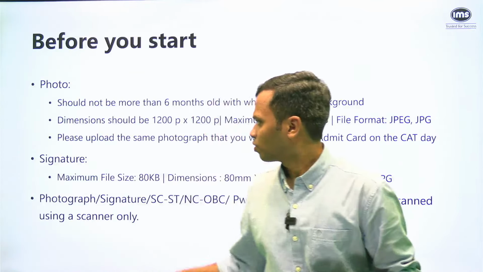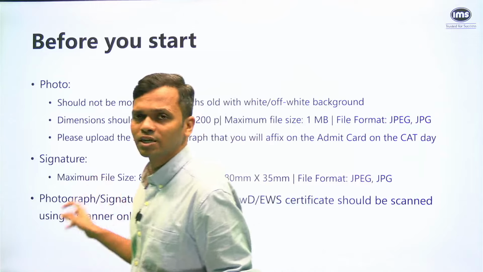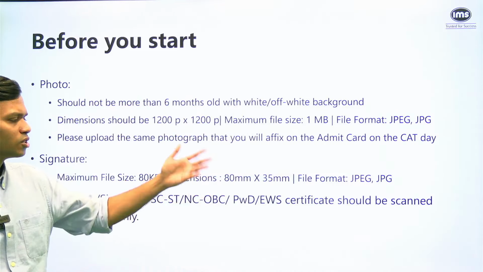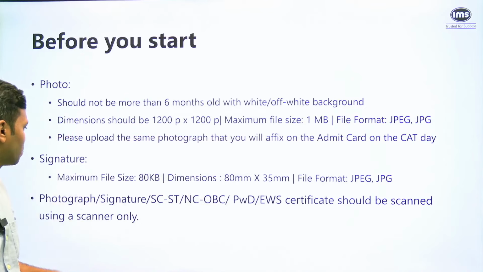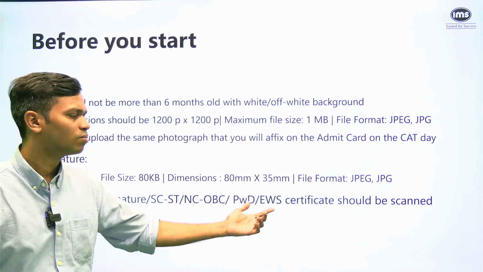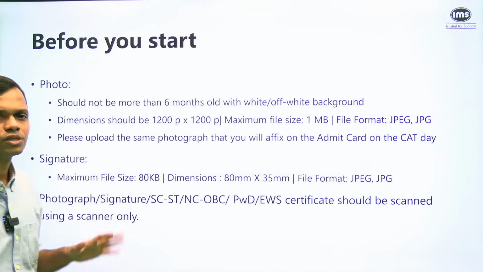Moving on to the next set of things, regarding signature, again pretty much the same things, but the maximum file size is 80 KB, dimensions and all of that is given, so you can go through that. Regarding photograph, signature, SC/ST, NC-OBC, PWD, EWS certificate, this should be scanned using a scanner only.